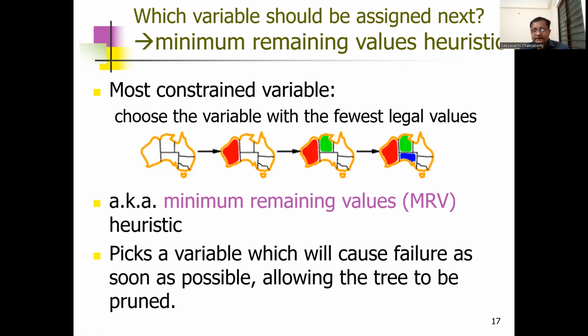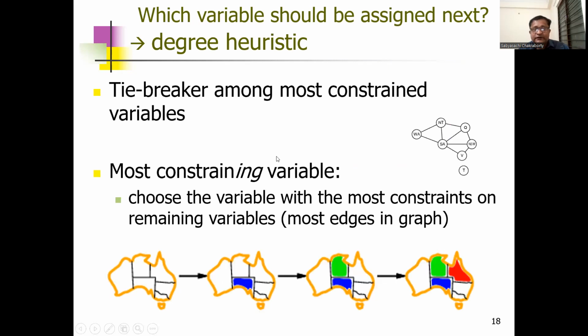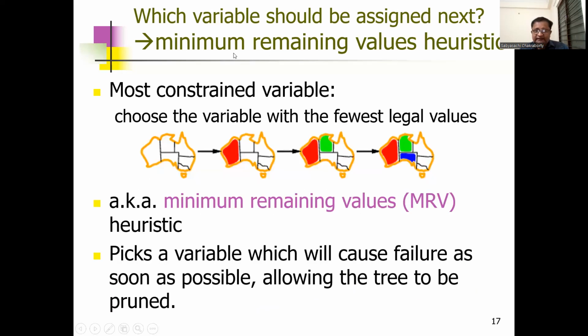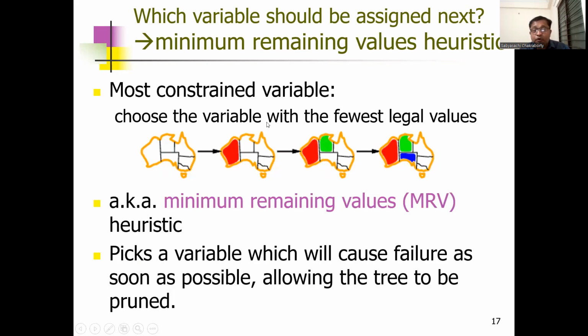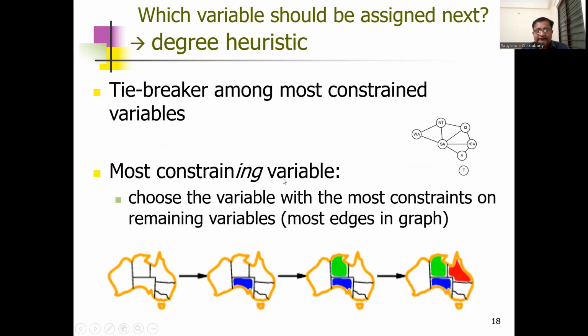A better, more efficient process, instead of choosing randomly, is another process called the degree heuristic. Whenever there is a tie, like in the second step of this process, Northern Territory and South Australia have a tie because both have the same remaining value. In that case, whom to choose? We will use the degree heuristic. According to it, we choose the one with the larger degree. South Australia has the larger degree: it is connected to 1, 2, 3, 4 remaining nodes. We will not count West because it is already colored. The remaining degree of South Australia is 4, whereas that of Northern Territory is only 2. So we will choose South Australia.